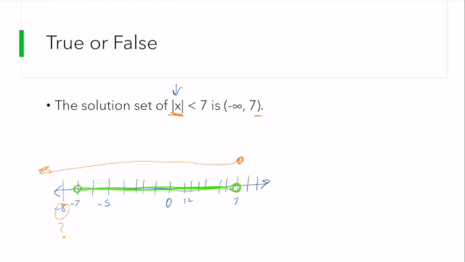Remember, we're measuring distance from the number line, distance from our origin, which is 0. So it has to be less than 7. 1, 2, 3, 4, 5, 6, 7. Okay, this is our solution set. So I could replace this with negative 7, comma 7. That's our solution set.